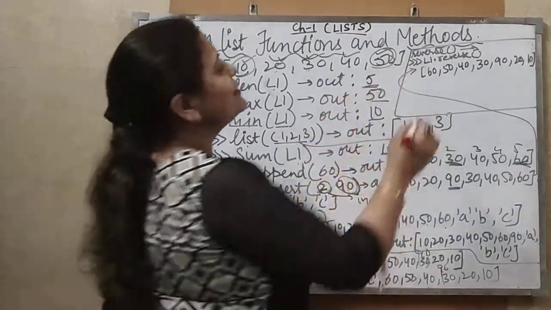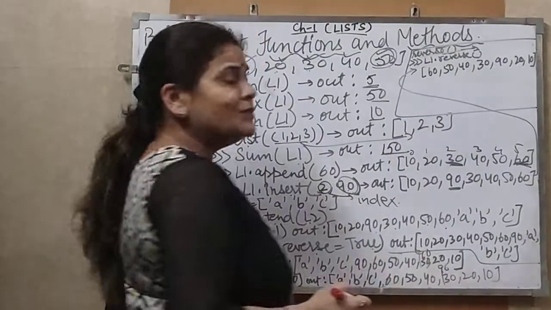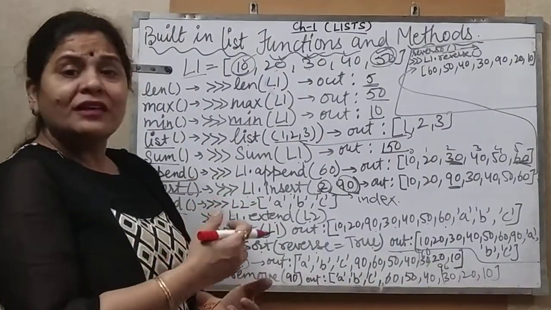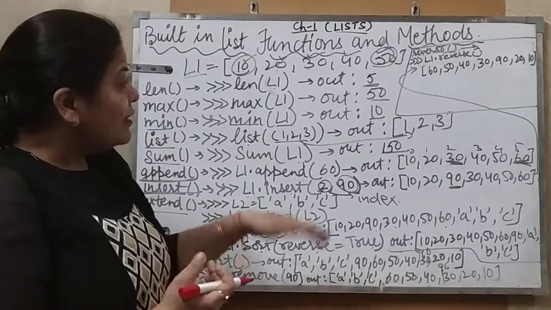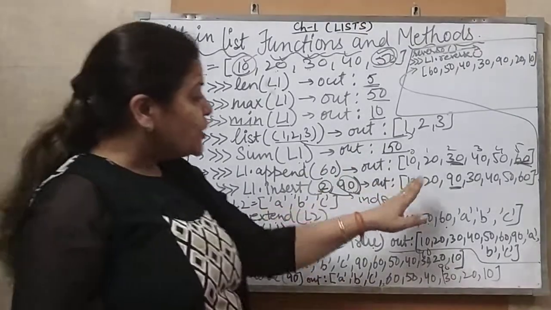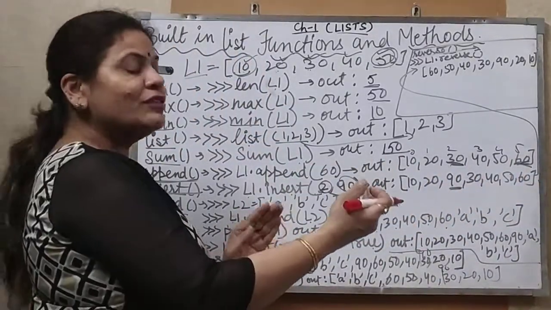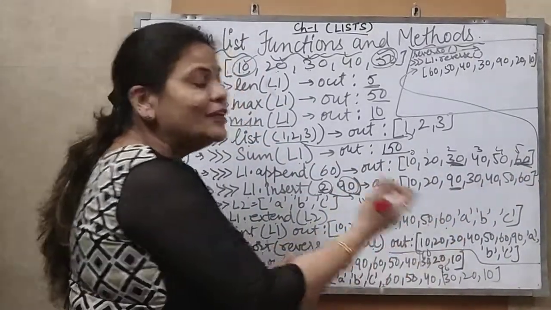And the next one is the reverse function. Reverse here does not mean that it will arrange the list in descending order. यहाँ reverse का मतलब है कि मेरी जो भी list होगी उसके last element से, it will start printing my list from right to left.